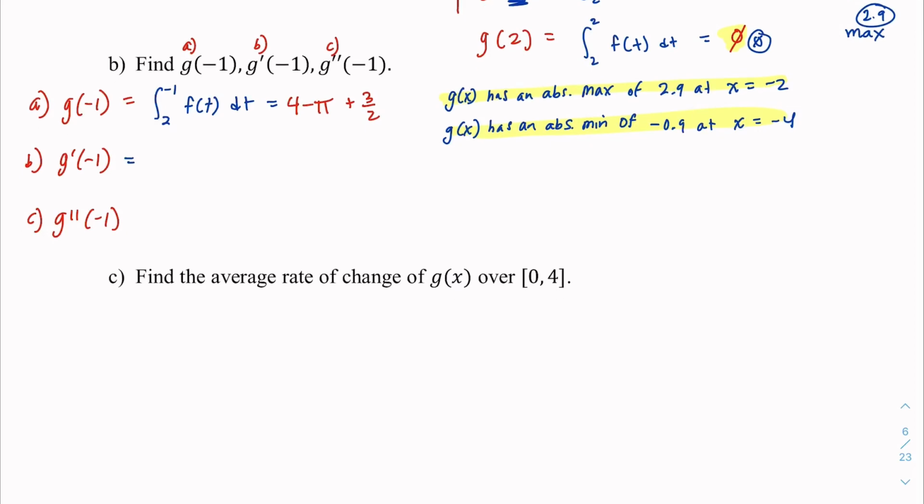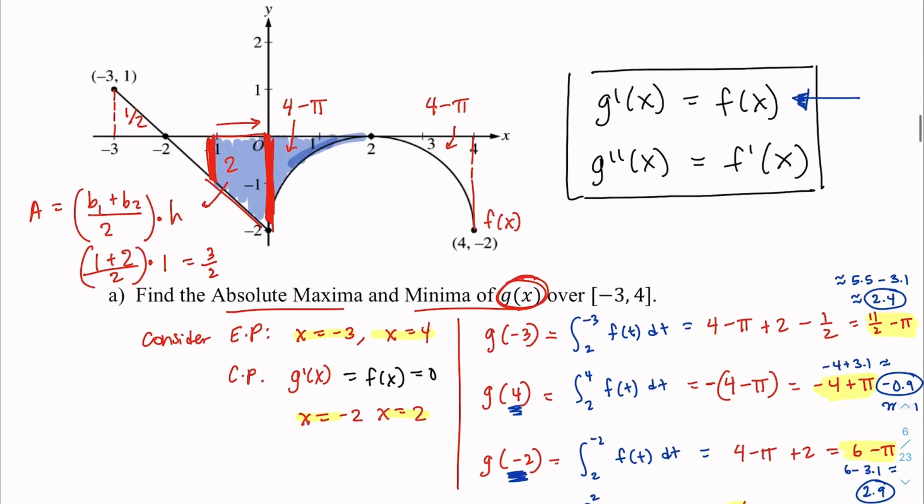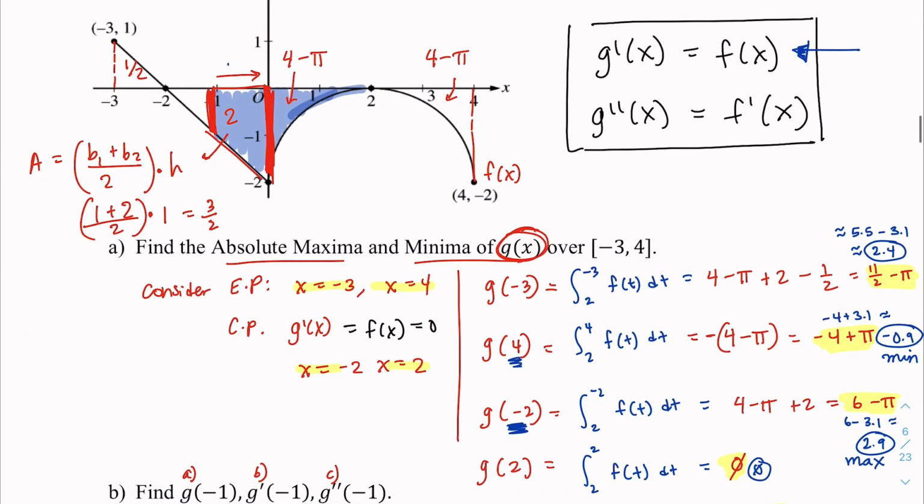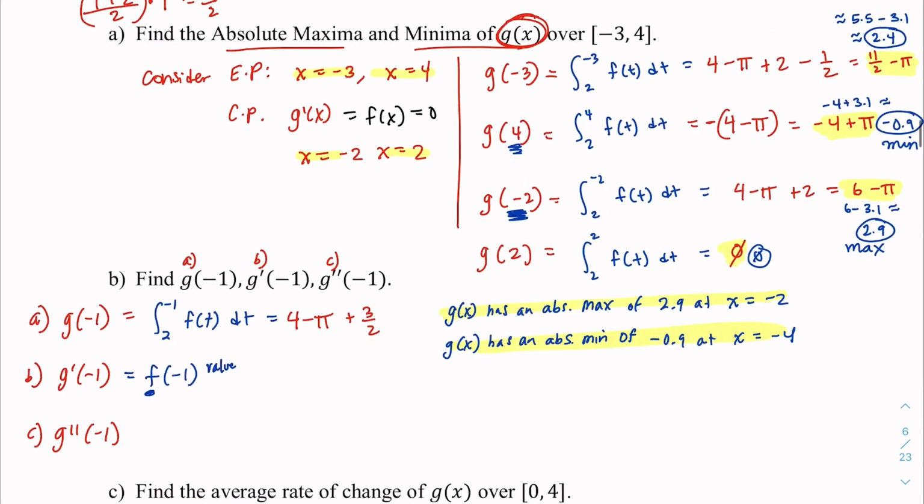Next, g prime of negative 1. So g prime of x is really just f of x. Therefore, we're interested in f of negative 1, meaning we'll find the value. If we're given the graph of f, we just need to find the y value when x is negative 1. Well, when x is negative 1, we're here. The y value is also negative 1.